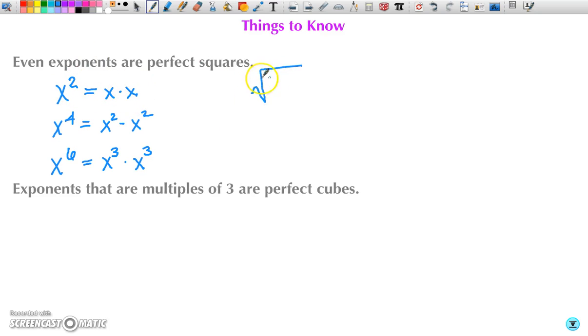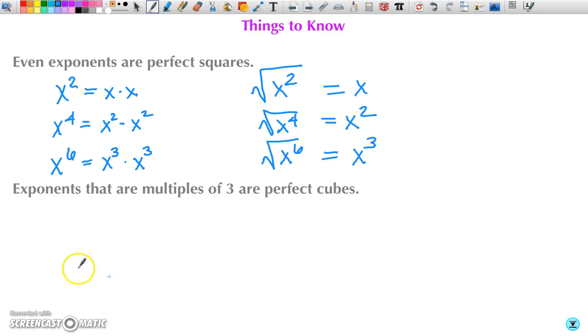So if you were to take the square root of x squared, that means what is it that's being multiplied by itself, in this case x. The square root of x to the fourth would be x squared, and the square root of x to the sixth is x cubed.